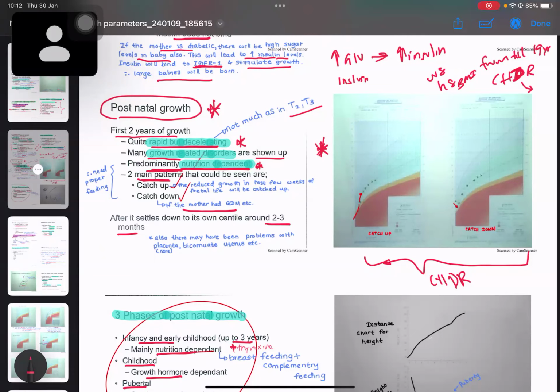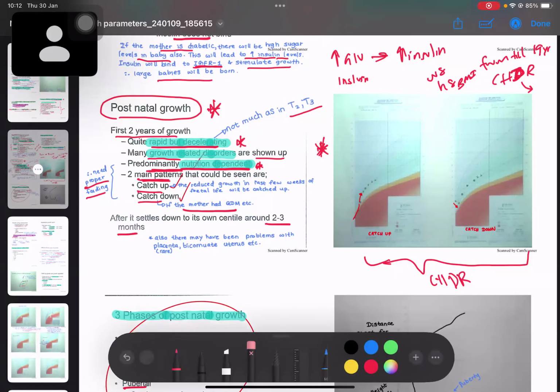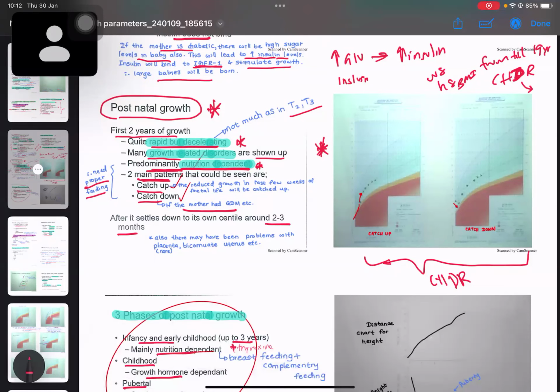Okay, so in the CHDR you should be thorough with some of the terms used in the CHDR and in pediatric medicine. Okay, that's it. There are two main patterns. It means catch up growth and catch down growth. For all this postnatal growth, proper nutritional feeding is needed, because mostly the first 2 years is more dependent on the child's nutritional level. Okay.